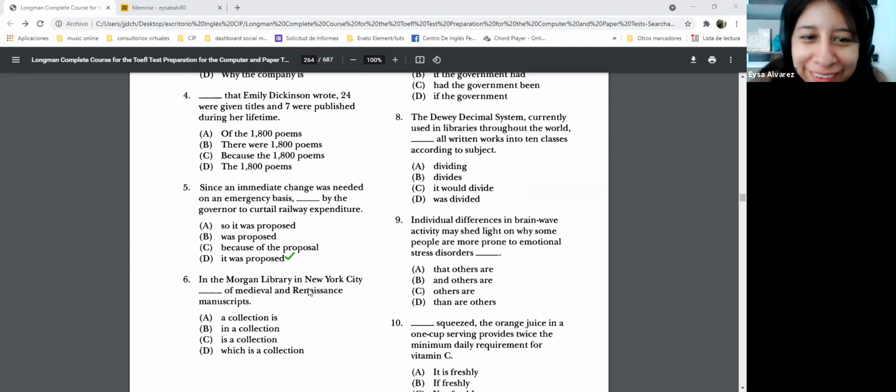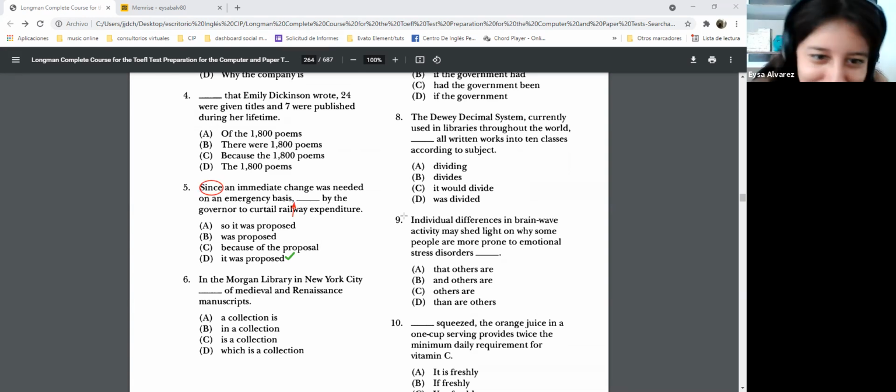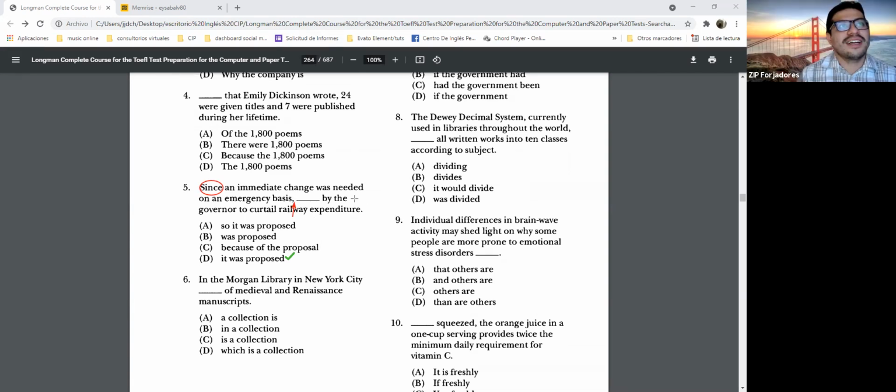Okay, we start with a connector one more time, since, right? Yes. So that means that you have to have a comma. That's right. Then also I need the subject and the verb. So that's why I choose it. It was proposed by the governor. I forgot. That's right. Very good.